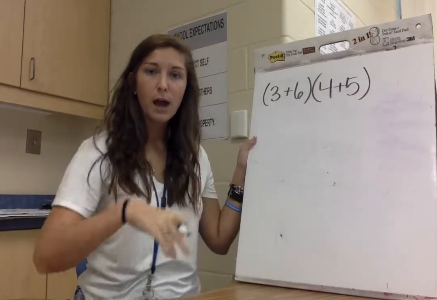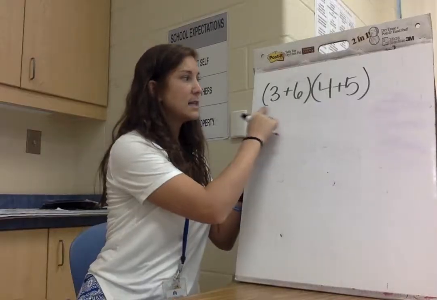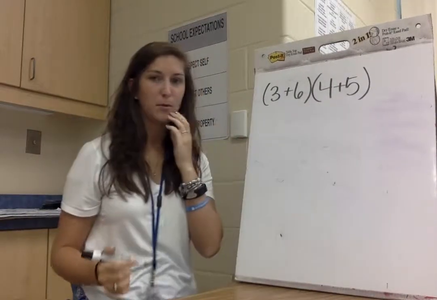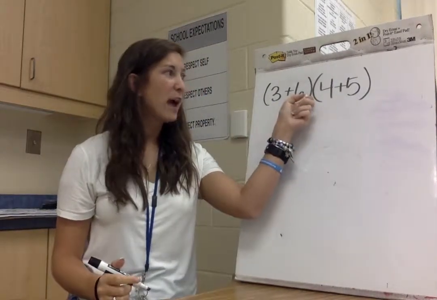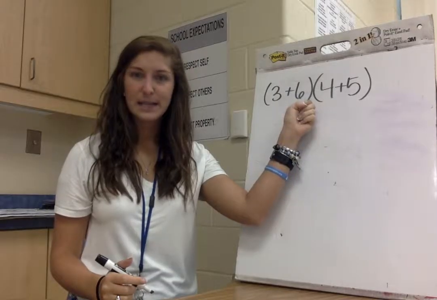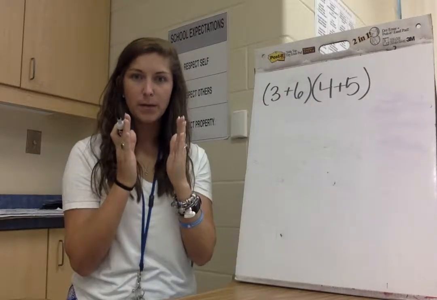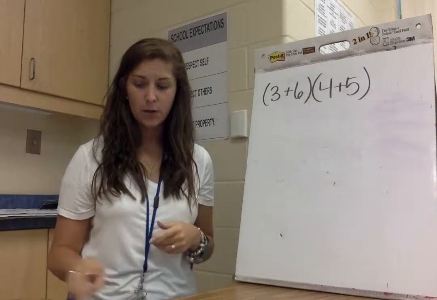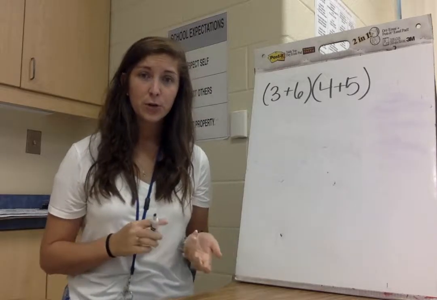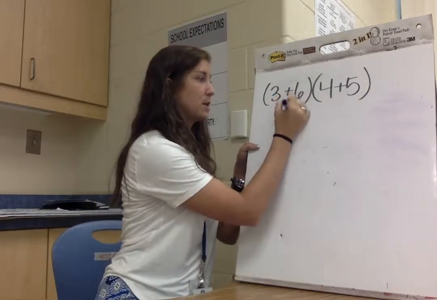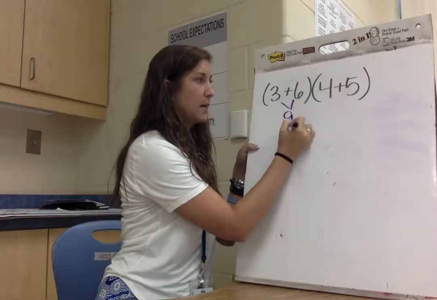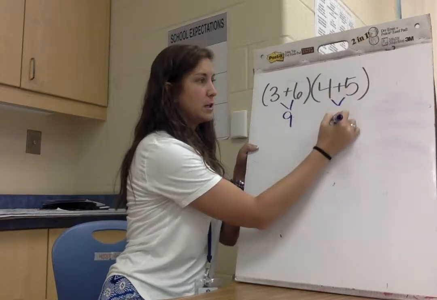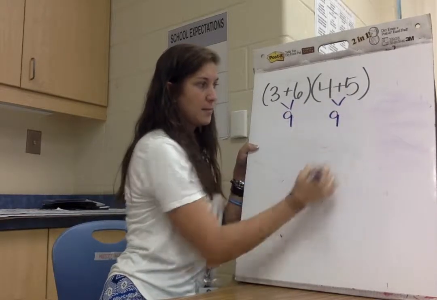Alright, so as I'm looking at this, I see that I have a set of parentheses and a set of parentheses. And I don't have anything next to them. They're just butted up next to one another. So I'm going to have to think through this one. I know that I need to do my groupings first, and I have 2 groupings. So 3 plus 6 is 9, and 4 plus 5 is 9.